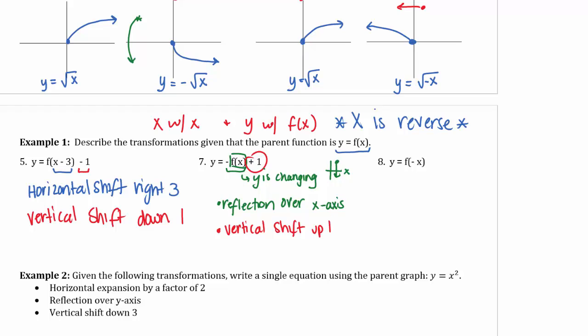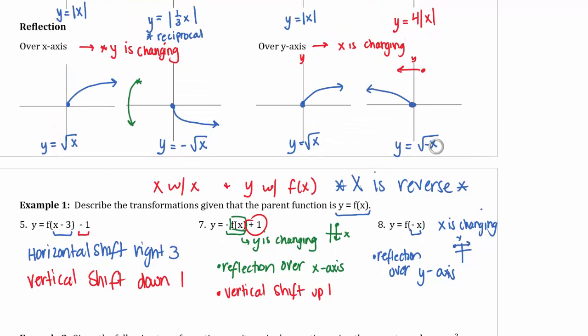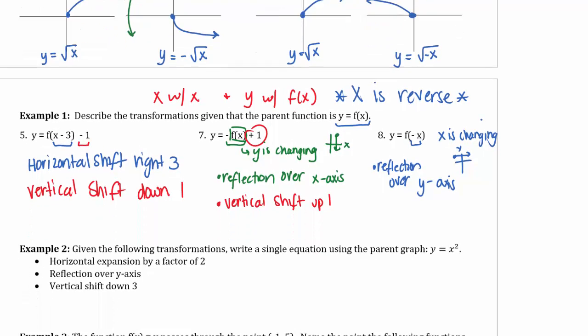And then the last thing I have is this negative x on the inside. So x is changing, reflecting, moving. So if x is going from one side to the other, it has to pass over the y-axis. So this is a reflection over the y-axis. And we knew that also because up here when we had the negative x, it was a reflection over the y-axis. So there's a couple ways to think through that.